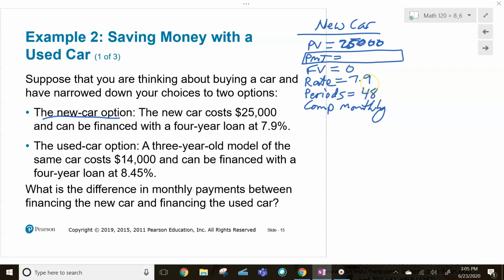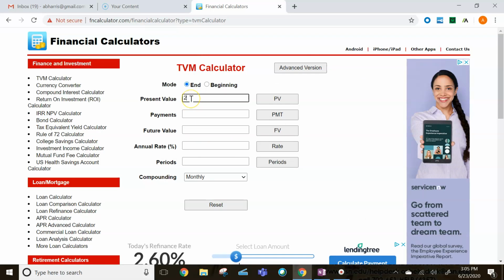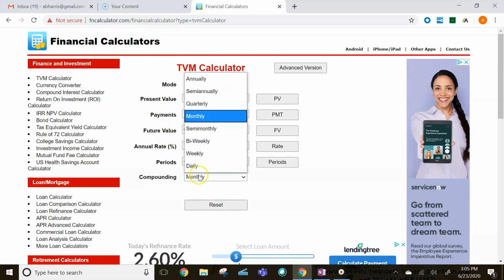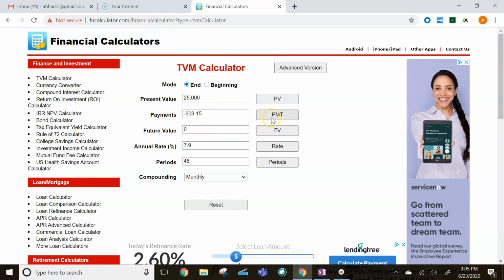That's 7.9% on this thing. Okay, so 48 payments, 7.9%. So I'm going to go ahead and punch that in. 25,000, 7.9, 48. Future value 0. 7.9 is the interest rate. We're doing this for 4 years, 12 months a year. Make sure you're on monthly. Make sure you're on end. Payment 609.15.